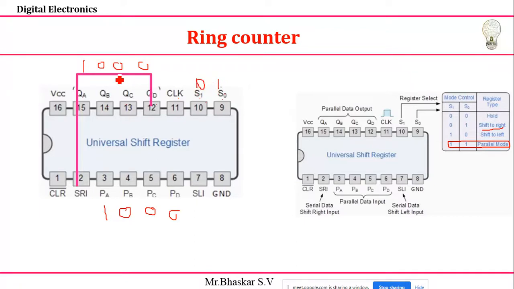Then what happens? The 1000 value tries to shift to the right side. How? This 0 will come to the next position, giving 0, 1, 0, 0. This process is repeated: 0, 0, 1, 0. This process is repeated. I want to do this.